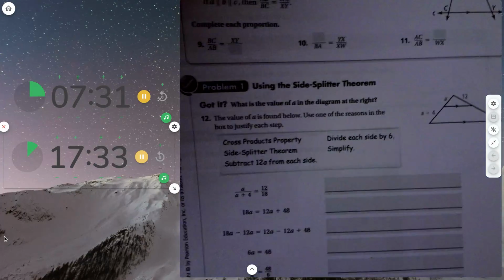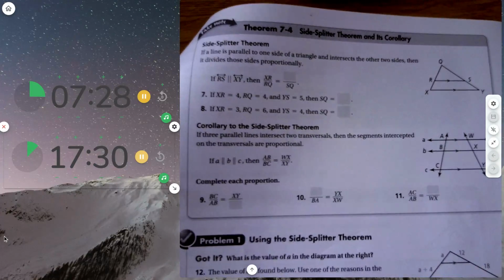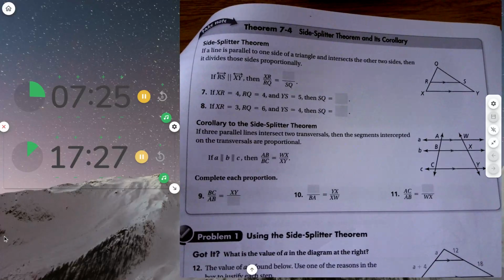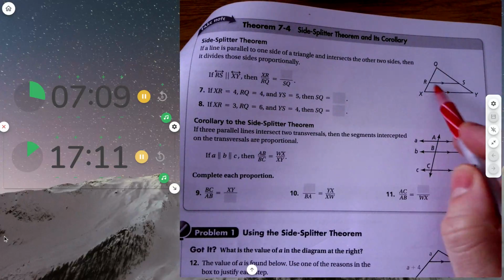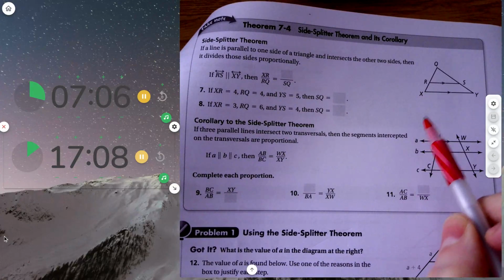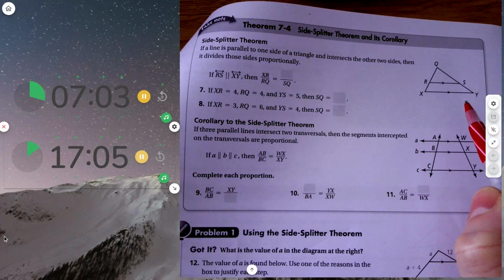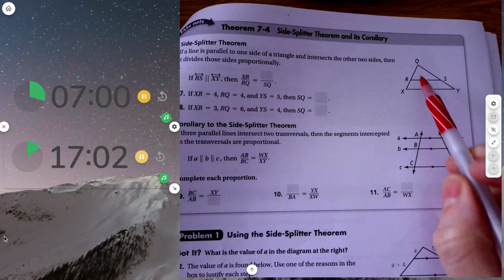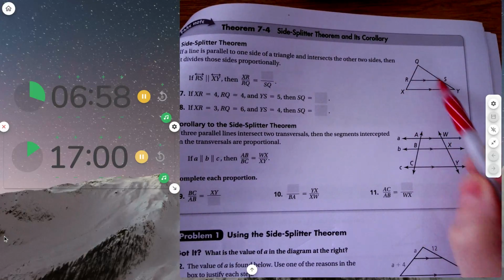All right, let's flip to get into the meat and potatoes of the lesson. And this right here, we did not have a con exercise on, but we do have the IXL bullet that I posted today to get some good extra practice if we have IXL memberships at this time. Side splitter theorem. All right, if a line is parallel to one side of a triangle, so this is parallel to here, and intersects the two other sides, then it divides them proportionally. All right, there you go.